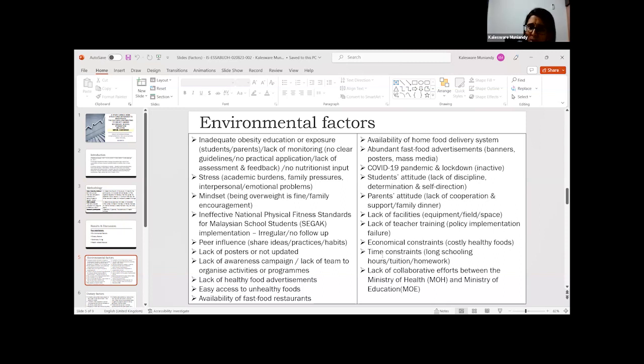The COVID-19 pandemic also caused a lot of obesity cases to rise in Malaysia, especially during lockdown, when we all became inactive, homebound, and so forth. Students' attitude is also another environmental factor: they lack discipline, determination, and self-direction.